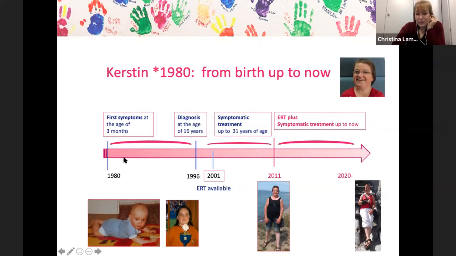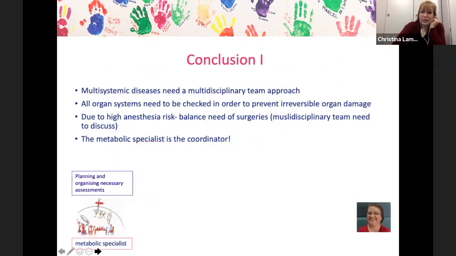Early signs and symptoms. And actually in MPSs, the earliest signs and symptoms are extremely unspecific: recurrent infections, hernia, some stiffness, some developmental delay, and nothing really a specific symptom to lead to the diagnosis for MPS, but the combination of these symptoms may lead to a diagnosis. And you see how long it took until she was on treatment. And actually nowadays she's much better.